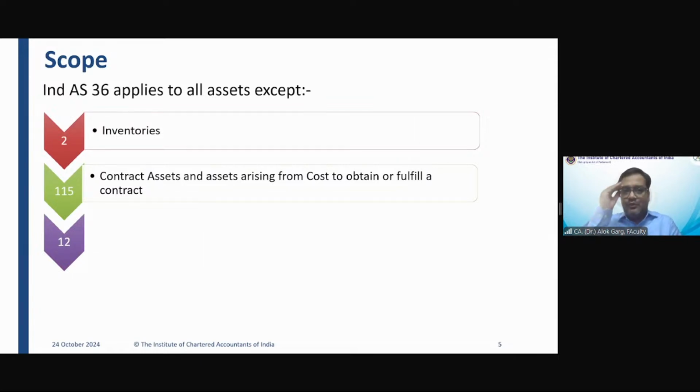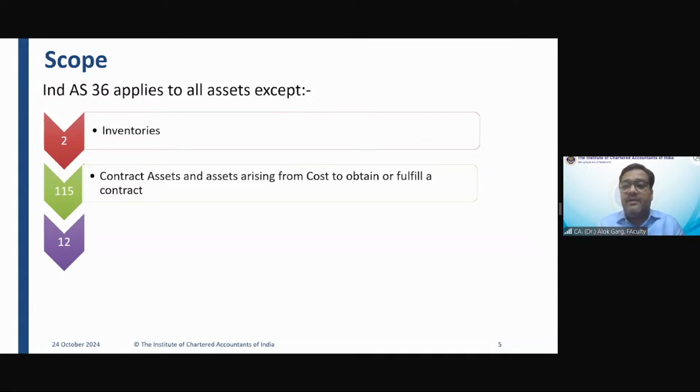Okay, so students, that day we talked about a few assets on which Ind AS 36 is not applicable. Why? Because Ind AS 36 is applicable on all the assets except a few. For example, inventory. While there is an impairment in inventory also, this inventory impairment is covered by Ind AS 2, not Ind AS 36.